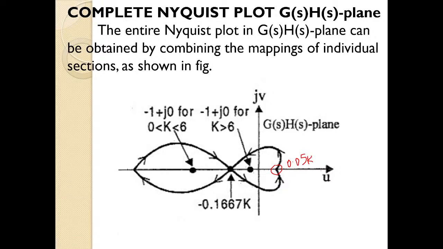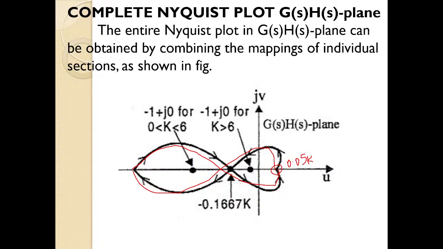So this is the C1 contour. C2 is simply a dot on the real axis, that is 0.05K. What about C3? Just the mirror image of C1. So this is the easiest plot. It looks like a fish, isn't it? So we have got a fishy plot for the given open loop transfer function G(s)H(s).